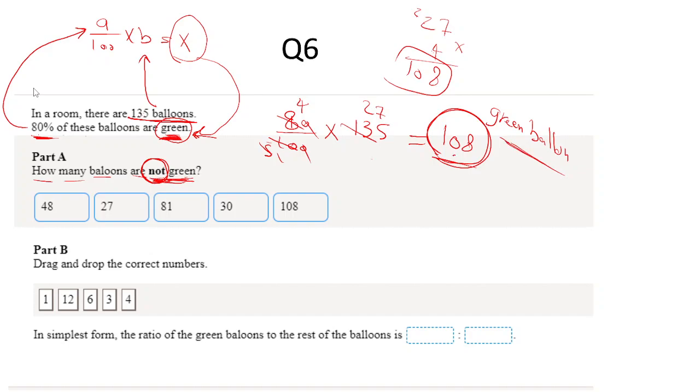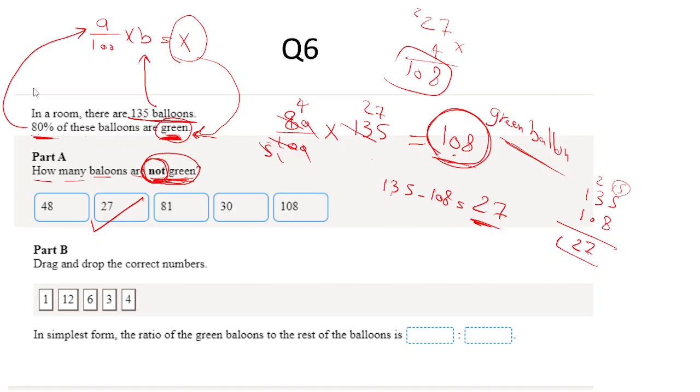Here, the question is asking about not green. So how to get this? I will subtract the green balloons from the total number, all 135 balloons, to get 27, which is not green. So the answer will be 27. Okay? Again, 135 minus 108 is 27. So that's question number 8.